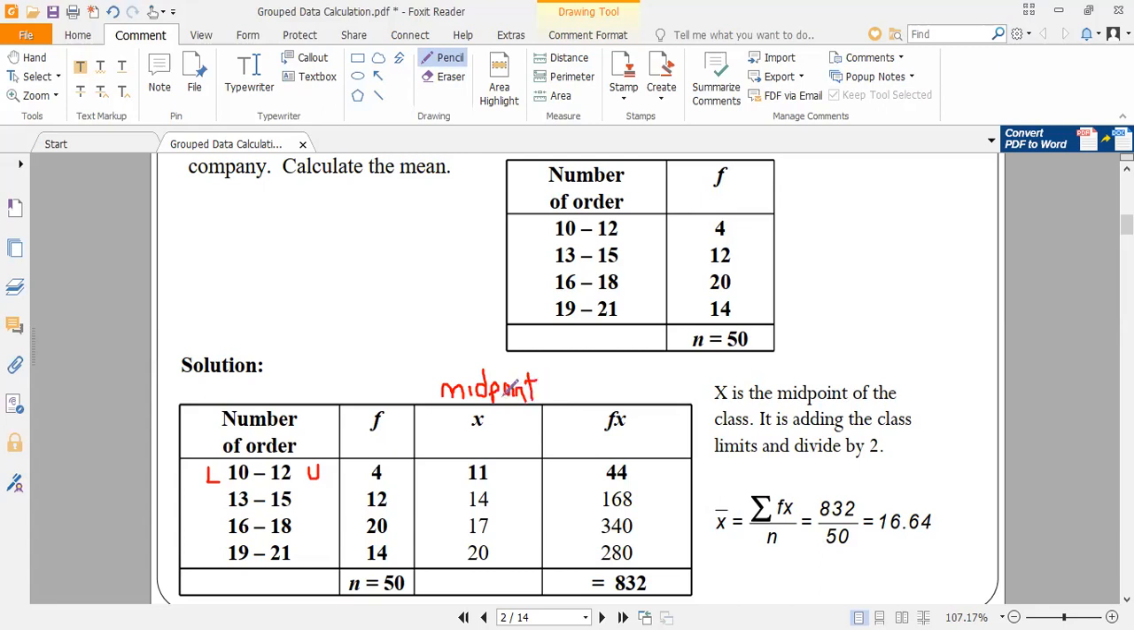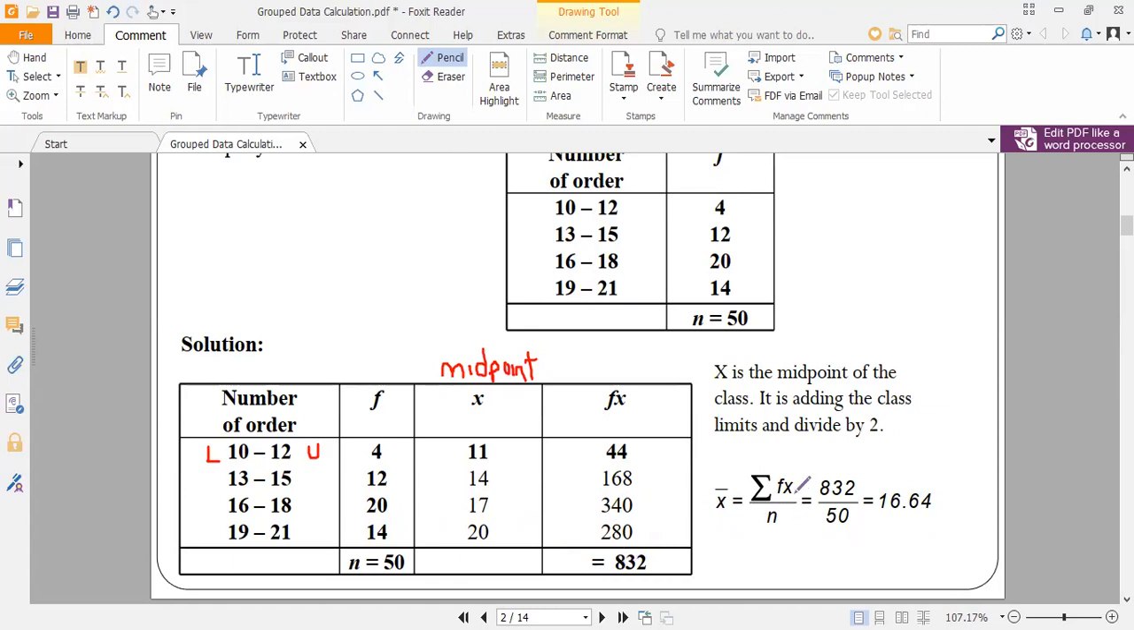After finding the midpoint, when you multiply f times x, 4 times 11 is 44, 12 times 14 is 168, 20 times 17 is 340, and 14 times 20 is 280. When you add it, this is called the summation of what? fx. So when you divide the summation of fx by n, the total frequency is called n, or if you want, you can simply say summation of fx. So once we divide 832 by 50, what we get is the mean. Anyone lost at this point? Please ask.